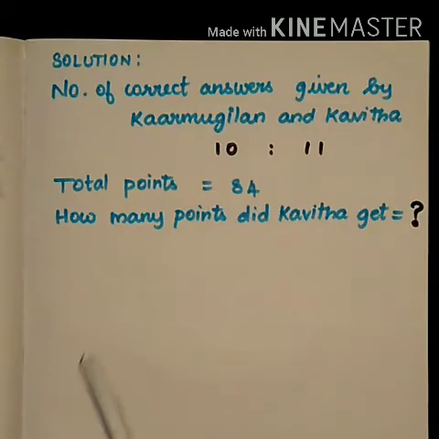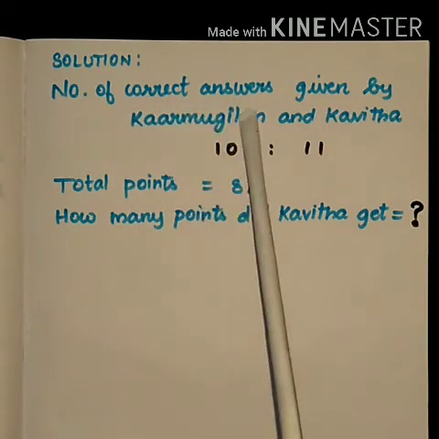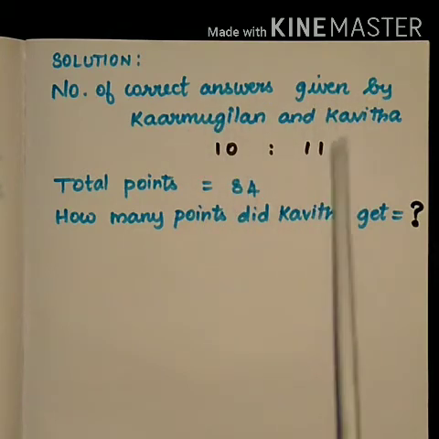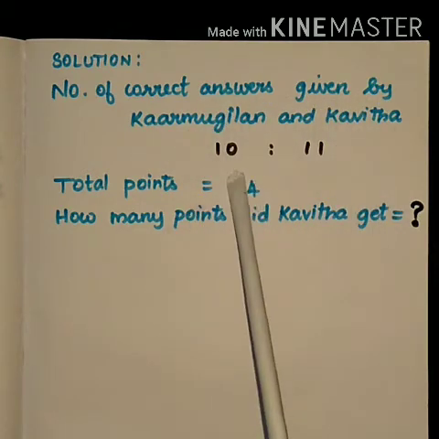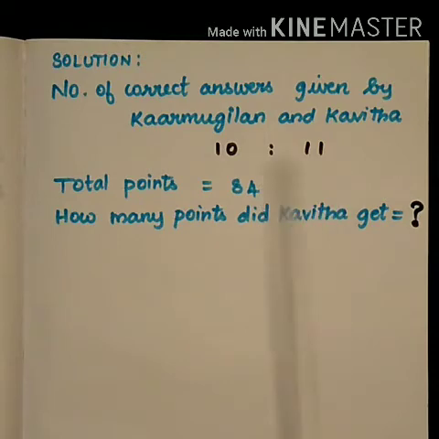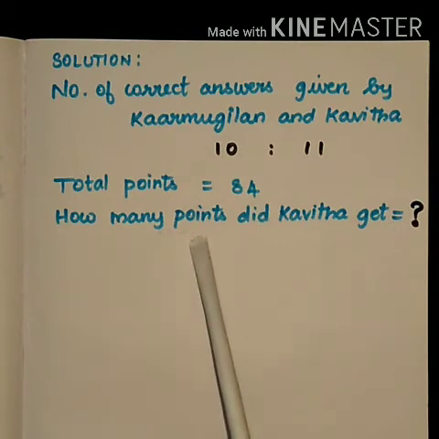Here the solution is: the number of correct answers given by Karmugilan and Kavita is given. That is 10 parts for Karmugilan and 11 parts for Kavita. Total points is also given, that is 84. You have to find how many points Kavita got. Students, in the previous session, we solved a ratio problem like this. Do you remember that problem? Yes, you definitely know that.